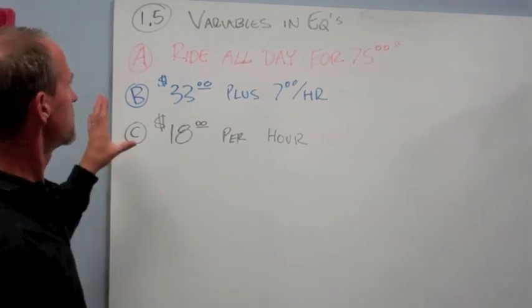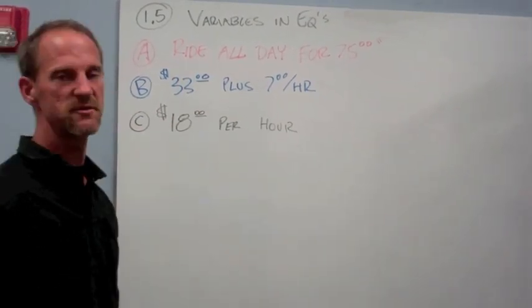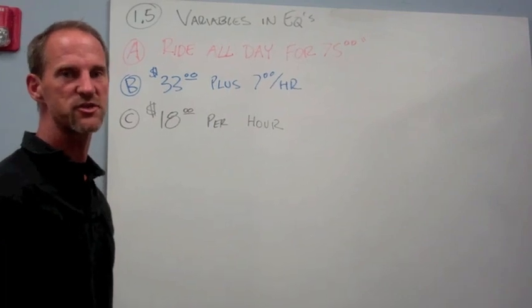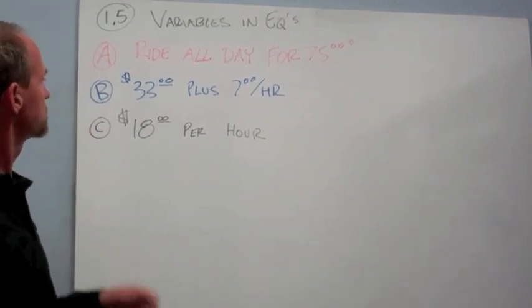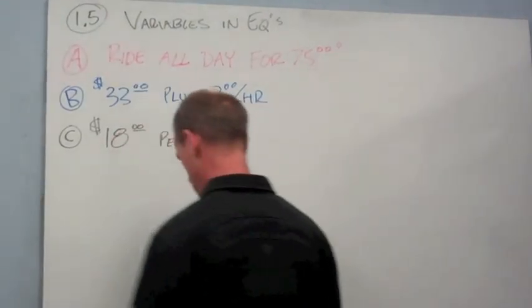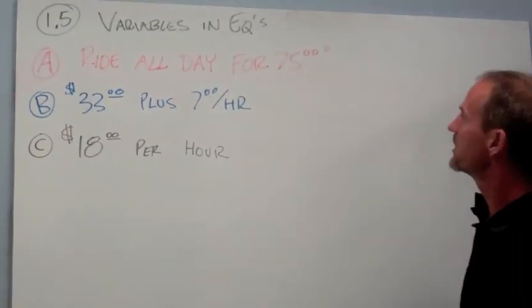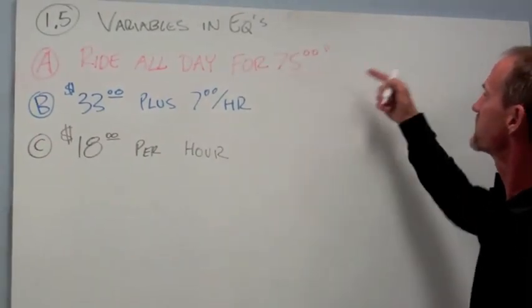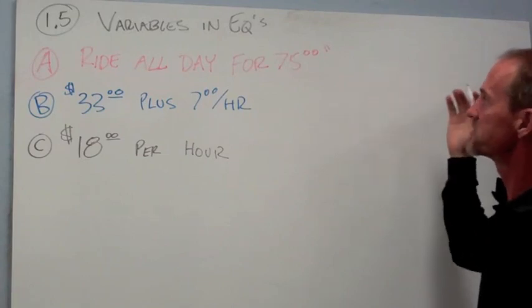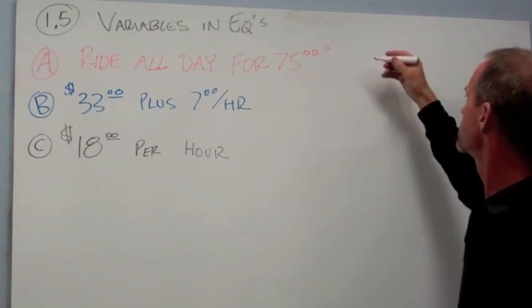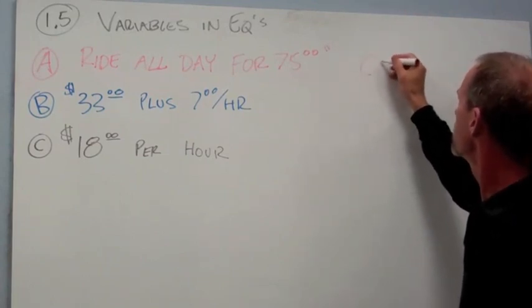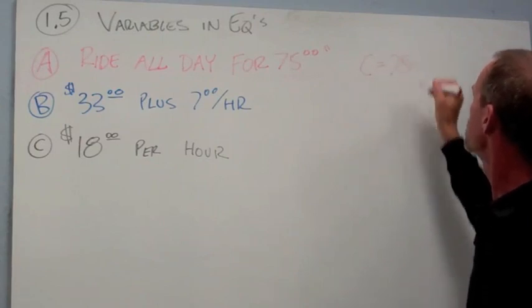All right, so we're going to write, using mathematical symbols, a representation of each one of those statements. So we'll say C is the cost of horseback riding, and I'll stay color-coded here. So I can ride all day for 75 bucks, no matter if it's 5 minutes or 15 hours of daylight. So the cost here is equal to 75 no matter what.